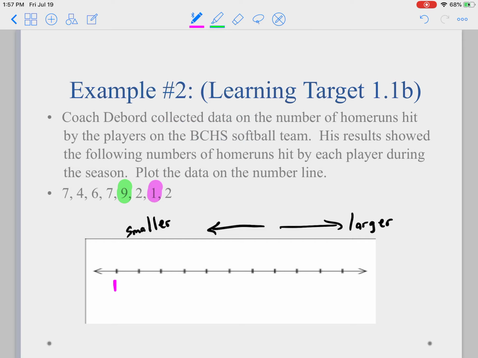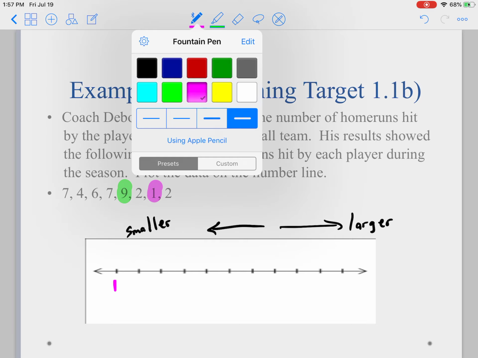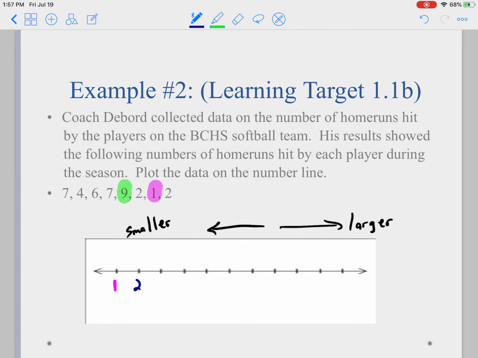So my smallest number, it would make sense to put over here on the left. So number 1. And then the easiest method is to just fill in the numbers from there, 2, 3, 4, 5, 6, 7, 8, 9, 10, 11. And notice that 9 is also included on my number line. So I have accounted for the entire range of data that's given.